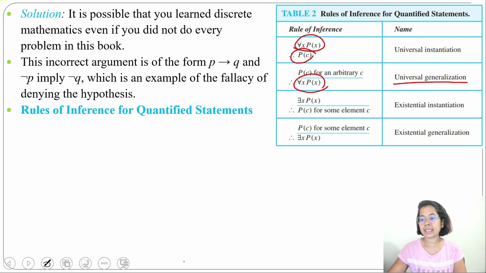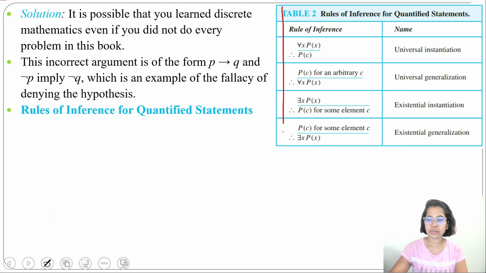Next is existential instantiation. There exists x, P(x), means P(c) for some element c. If for some x it is true, then c is some element, and for that P(c) is true. Next is existential generalization. P(c) for some element c, if it is true, then there exists x, P(x), if c belongs to the domain.